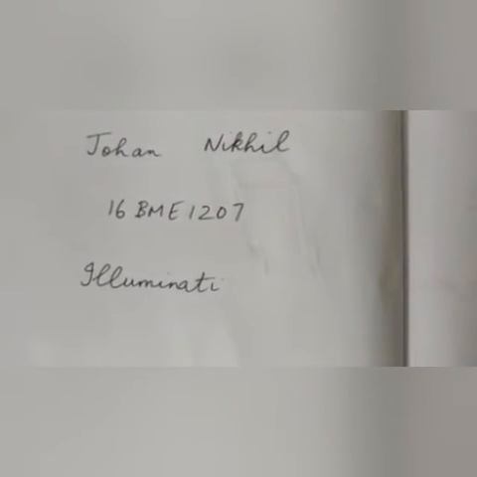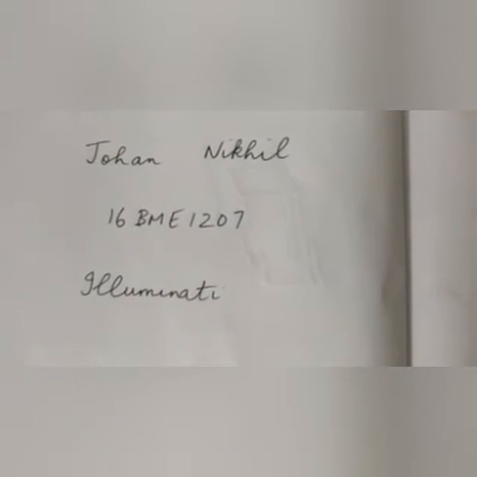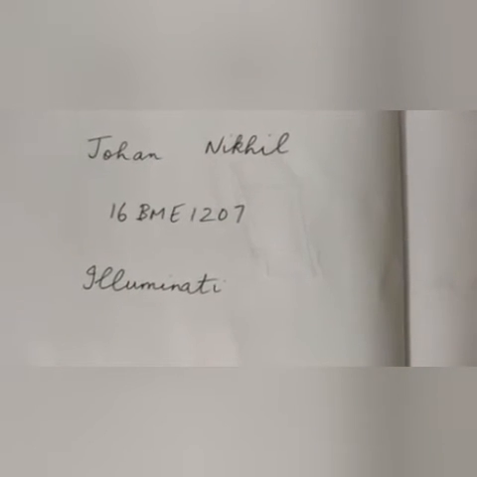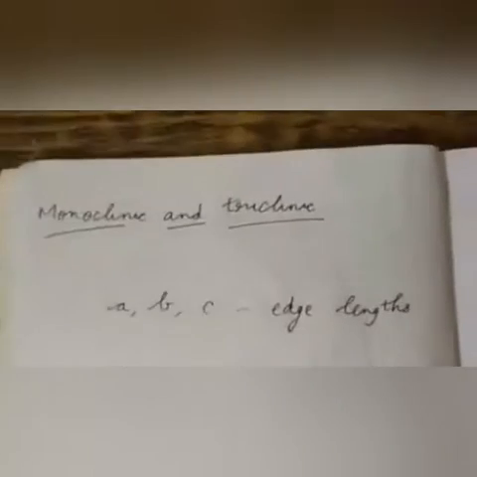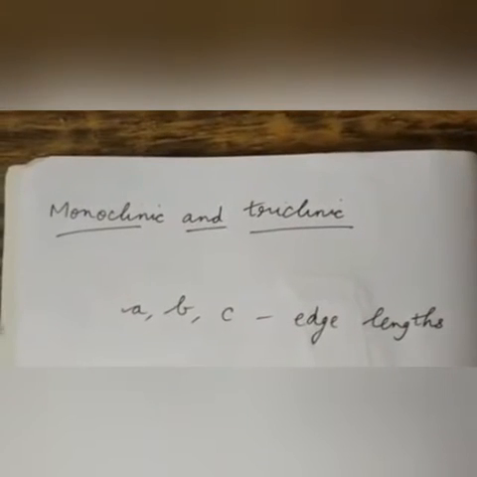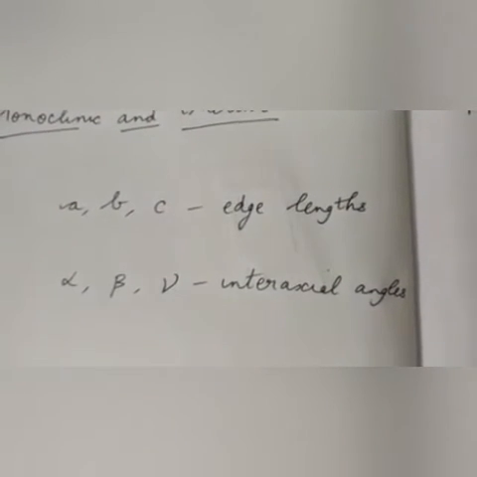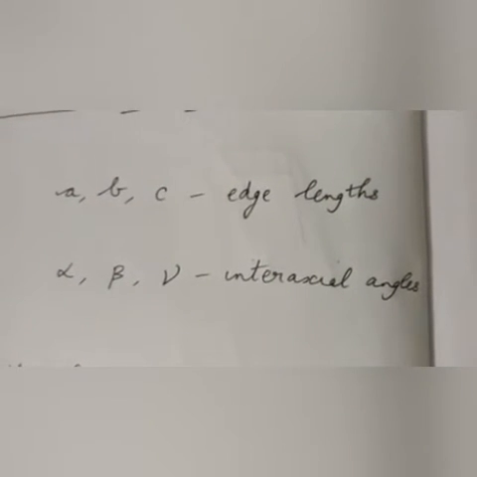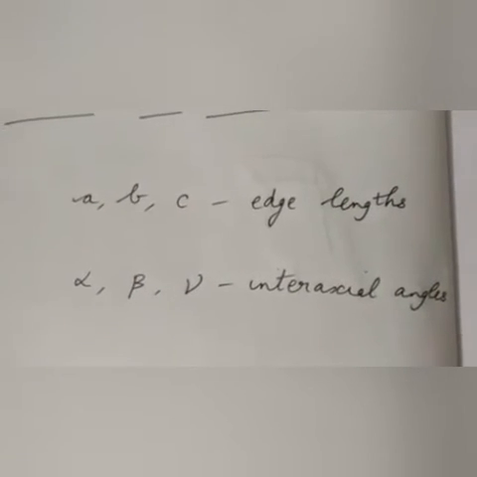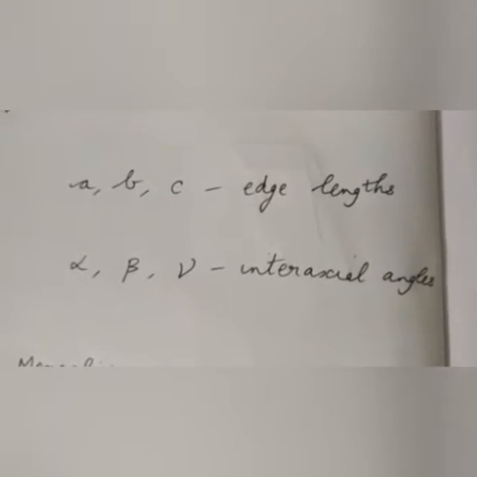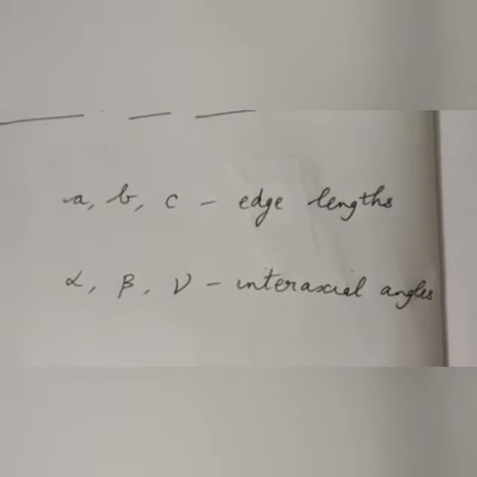As you know, there are seven different types of crystal systems, and I am going to describe two of them, which are the monoclinic and triclinic crystal systems. Now, any crystal system is described by three vectors that are the edge lengths A, B and C. They are also described by the interaxial angles that are alpha, beta and gamma.